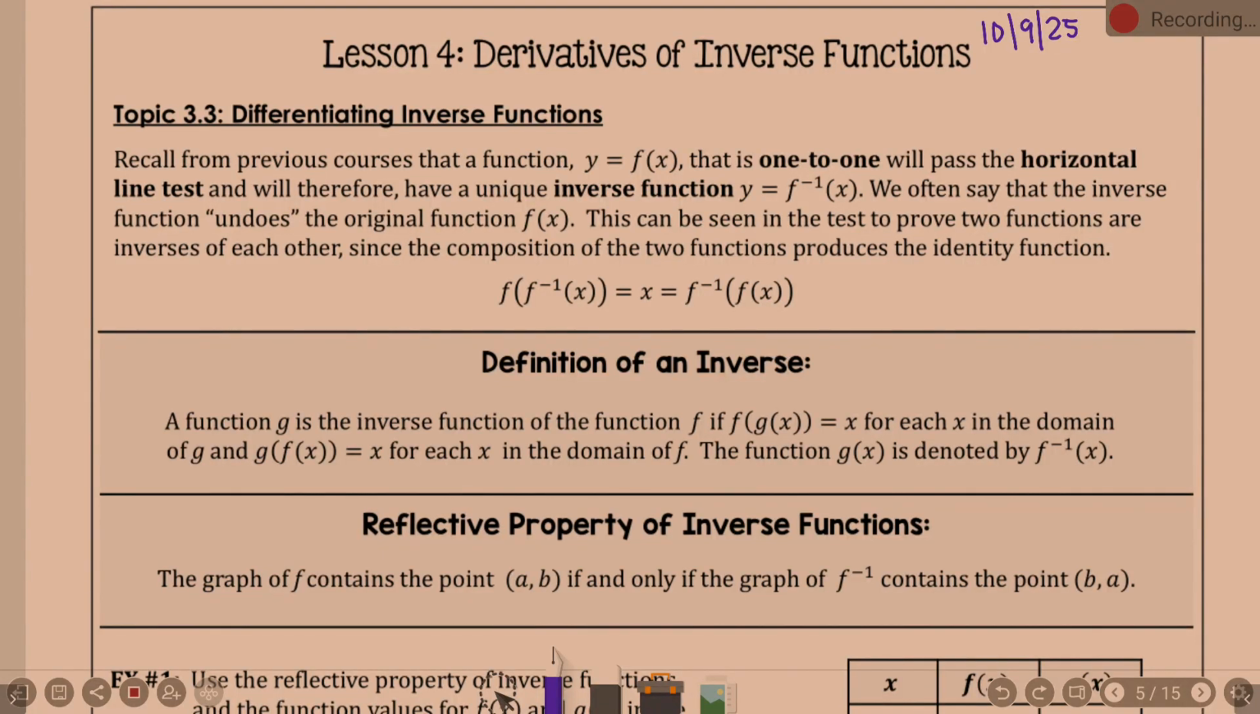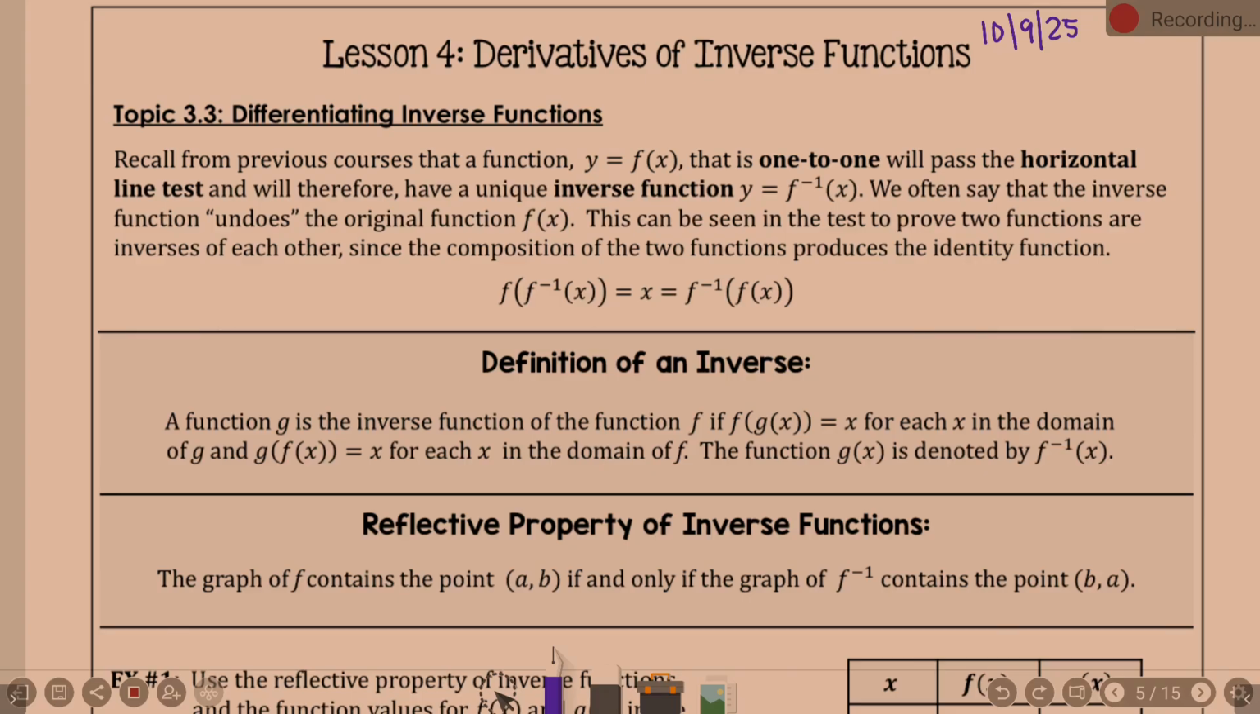Lesson 4 specifically focuses in on derivatives of inverse functions. So it gives us a specific rule of how we find the derivative of f inverse. With this in mind, notice it says recall from previous courses that y equals f of x. If it's a one-to-one function, it will pass the horizontal line test and will therefore have a unique inverse function.